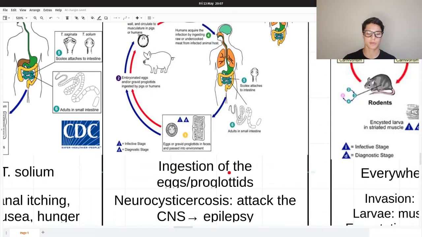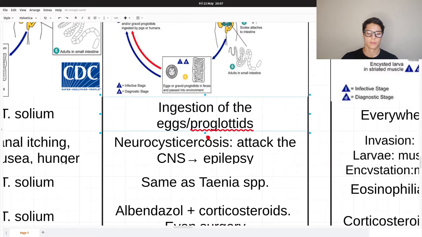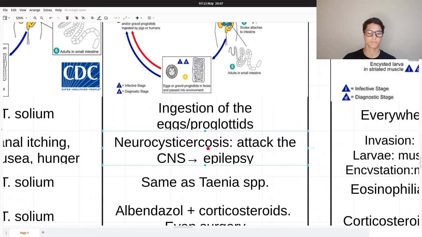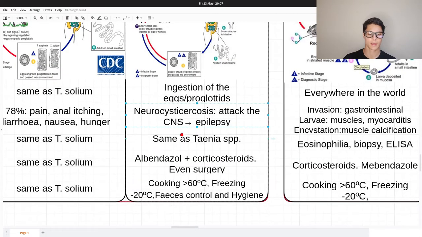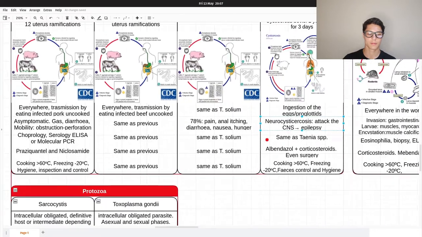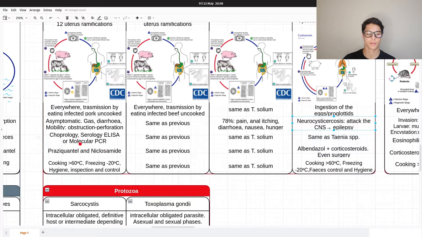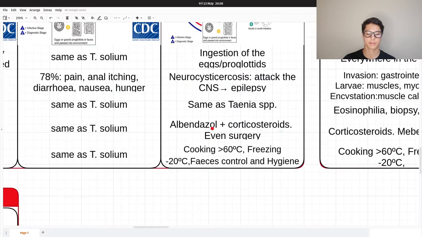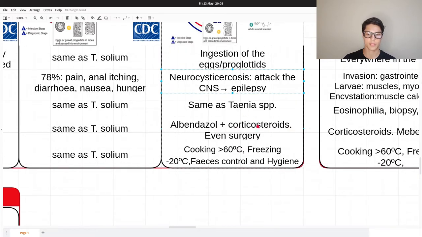The epidemiology is by ingestion of the eggs or proglottids. The pathogenesis, well, you get neurocysticercosis. What is that? Neuro, central nervous system. Basically, it will attack the central nervous system and it will cause epilepsy. The diagnosis is the same as Taenia, which is coprology, serology, ELISA, and molecular PCR. And the treatment is albendazole and corticosteroids for the inflammation they're going to create, albendazole to try to kill them, and even surgery. The prophylaxis is cooking the meat, freezing it, and feces control and hygiene. This is very important.